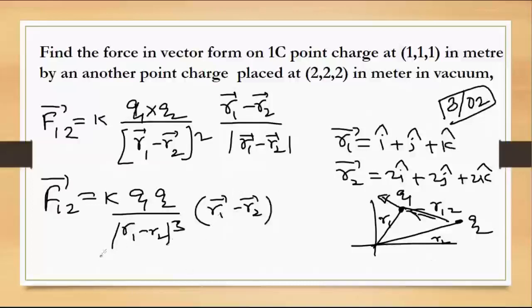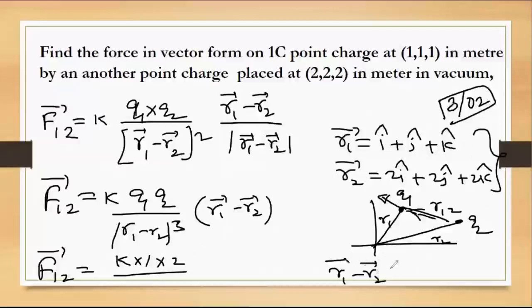So let us now put the values. So the value will be what? That is K times 1, 2 by R1 minus R2 cubed. R1 minus R2 will be what? 1 minus 2 is minus 1, that is also minus 1, that is also minus 1. That is K, that is J.